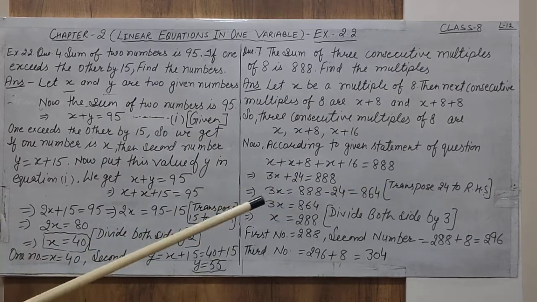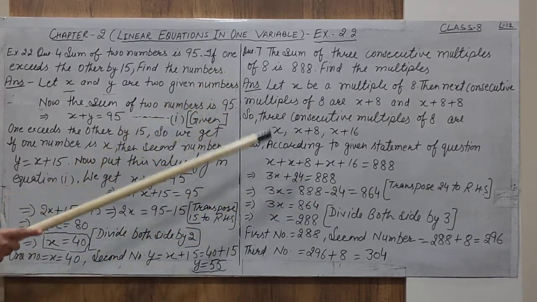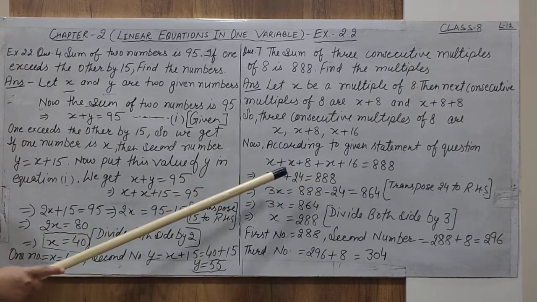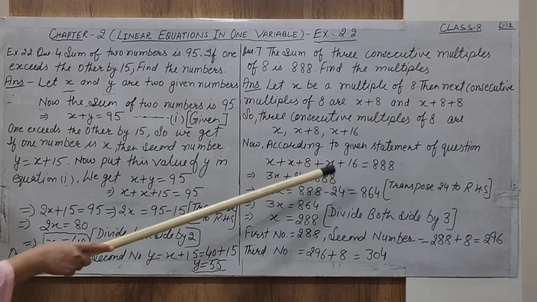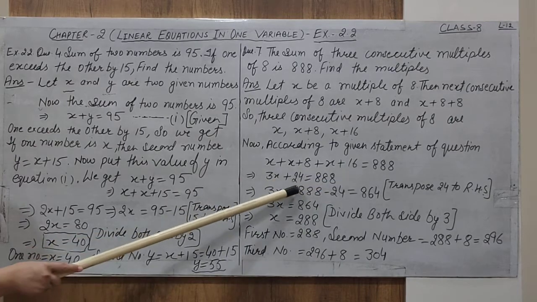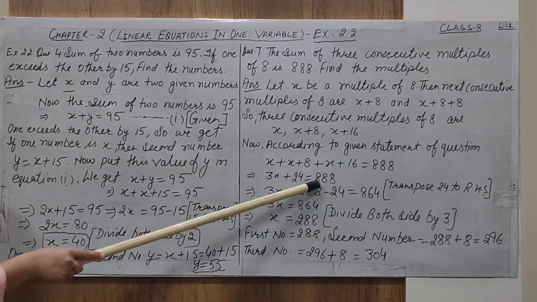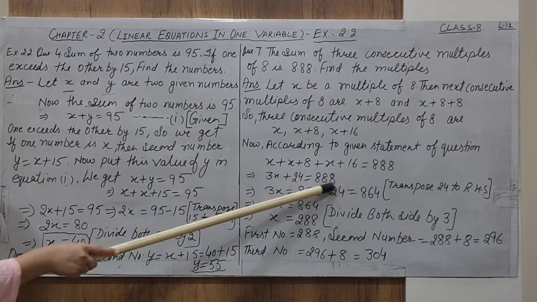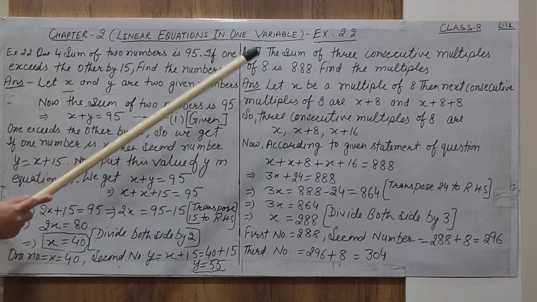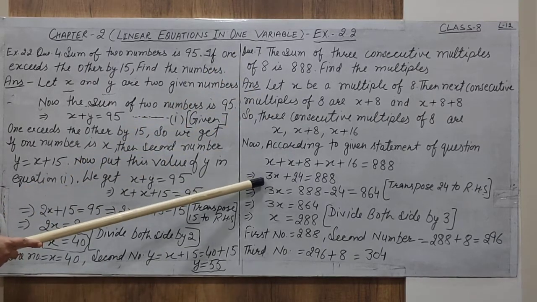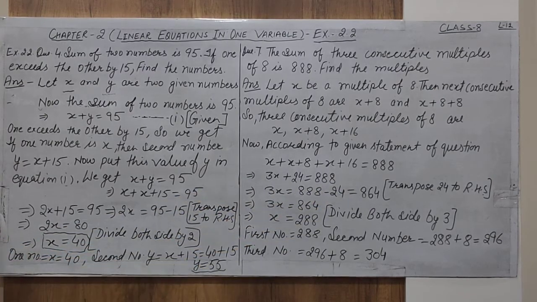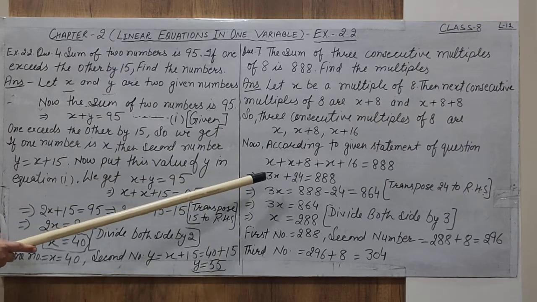888. It is given. According to the statement, we must frame the equation. The overall equation is, after adding x plus x, we get 3x plus 8 plus 16, which is 24, equal to 888. So this is the linear equation to be framed by yourself using the given conditions, with the linear expression on one side and a constant on the other side. So you have to frame the equation by yourself.